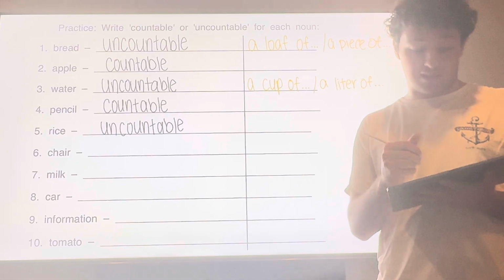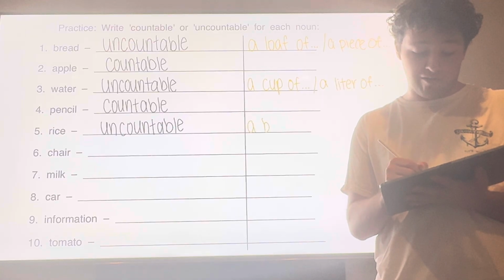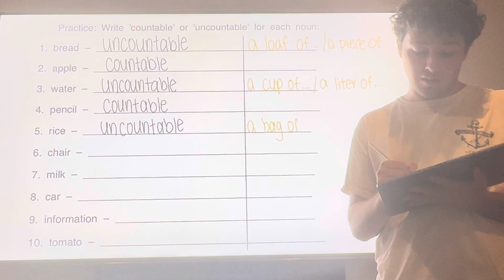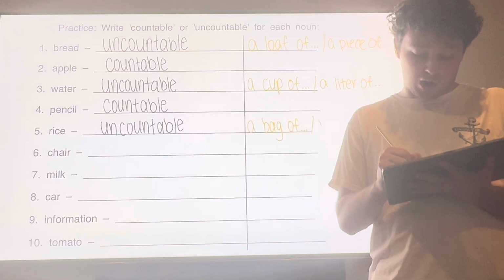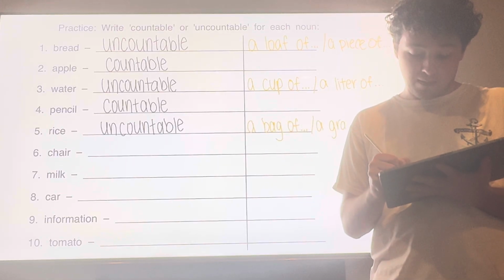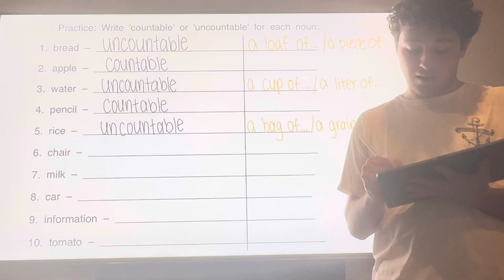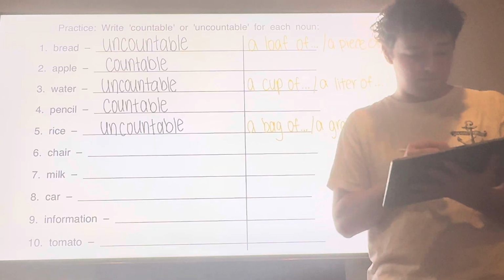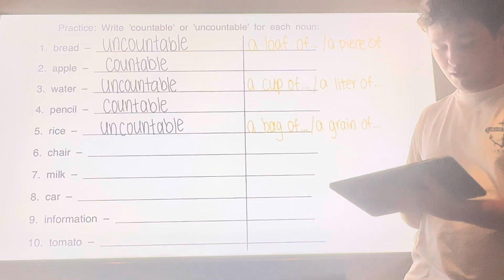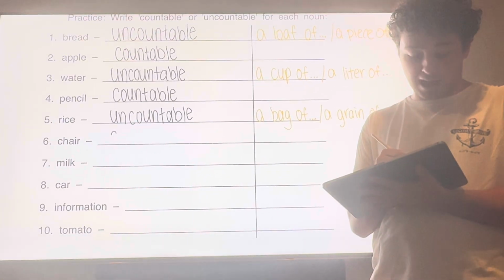Now for rice, you could say a bag of rice, or a grain of rice. A grain of rice is the little piece, just one piece of rice. Okay, let's keep going. Chair. Chair is countable.